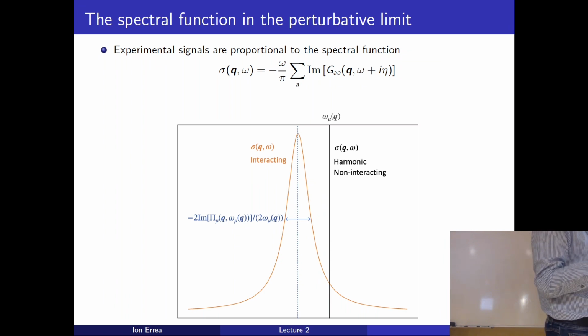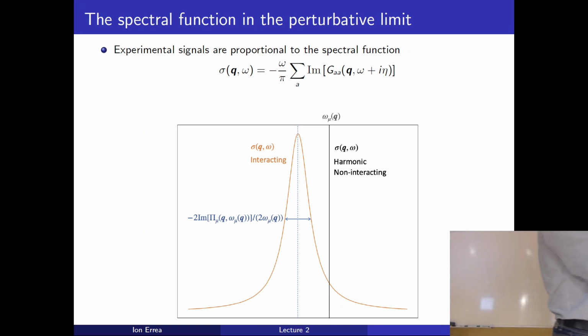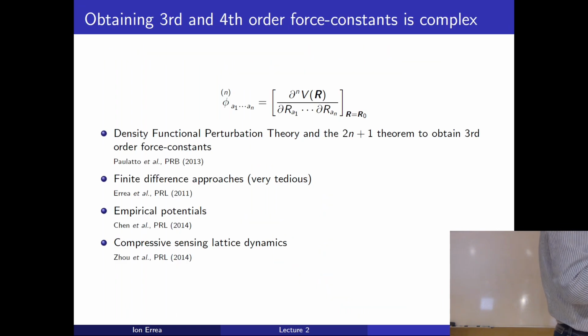So this is perturbation theory, and this is how you are supposed to apply it, but the problem is that this is just valid when the self-energy is small compared to the harmonic phonon frequencies, right? So when the self-energy is just a small correction to the harmonic solution. So this is when the perturbative approach is valid, right? Still, this is not so trivial, doing perturbation theory on anharmonicity.